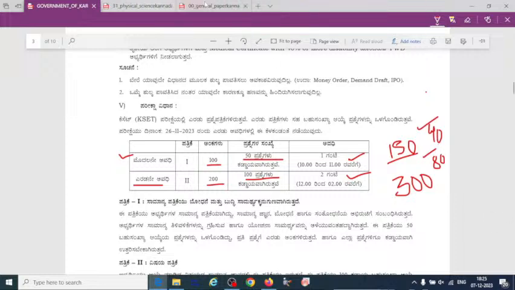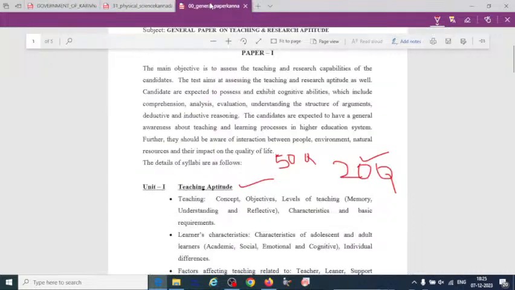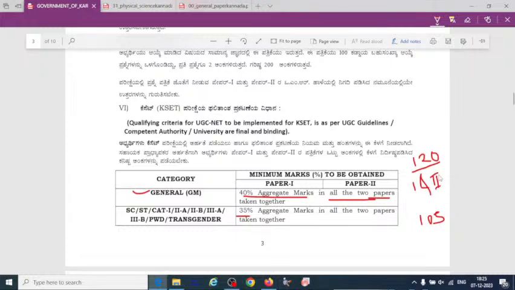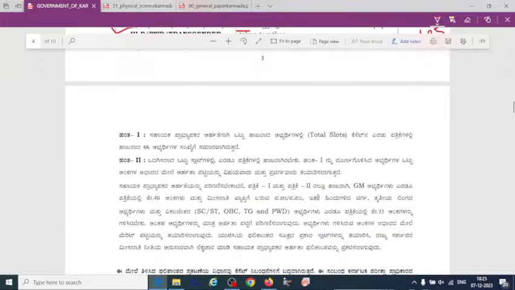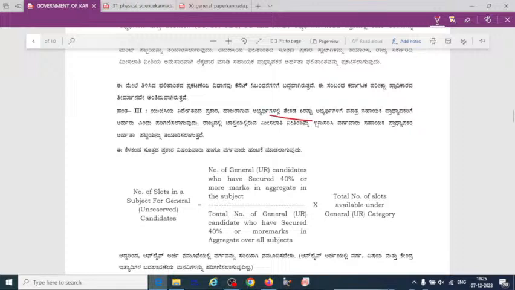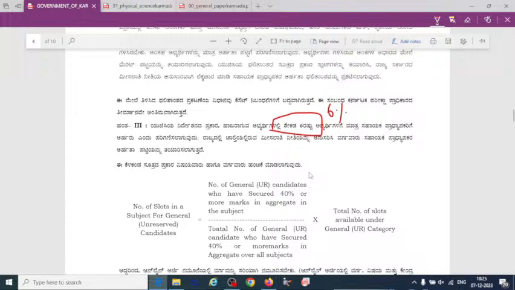So if you score around 120, then you are going to qualify this KSET exam. 120 for GM, and for other categories they have to score around 105 marks. And among these qualified candidates, what they have mentioned here is that 6% of them are going to be selected for this KSET exam.